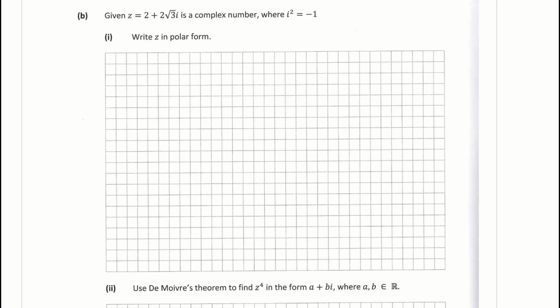So part B, given that z is equal to 2 plus 2 root 3 i is the complex number, write z in polar form. So in your polar form, we need to get the modulus, which is r, equal to the square root of a squared plus b squared. And then we need to get our angle, our argument, which is tan theta is equal to b over a, where a is the value in the real part, and b is the number in front of the i, the imaginary part.